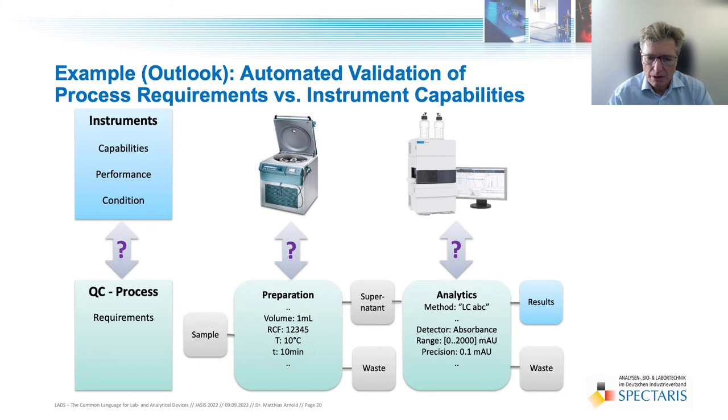paperwork. Whenever the process is changed or different types of instruments must be used for whatever reason, some, if not many, steps of the validation process must be done again, including extensive updates to the documentation. How could this time-consuming process be supported and partially automated in a digitally transformed laboratory with semantically enabled workflow design tools and LADS enabled instruments?